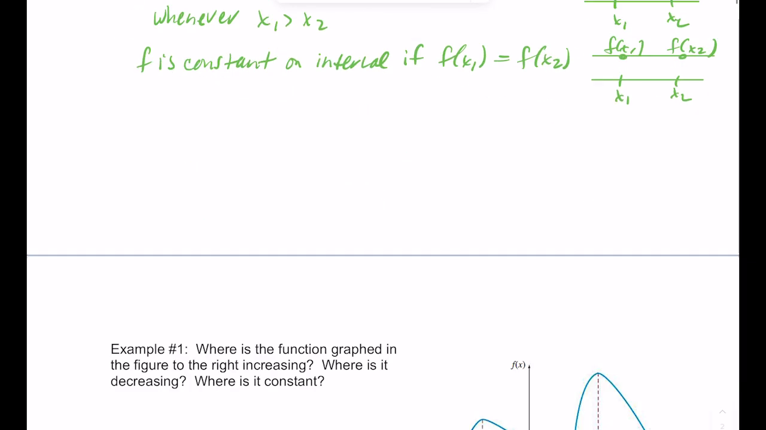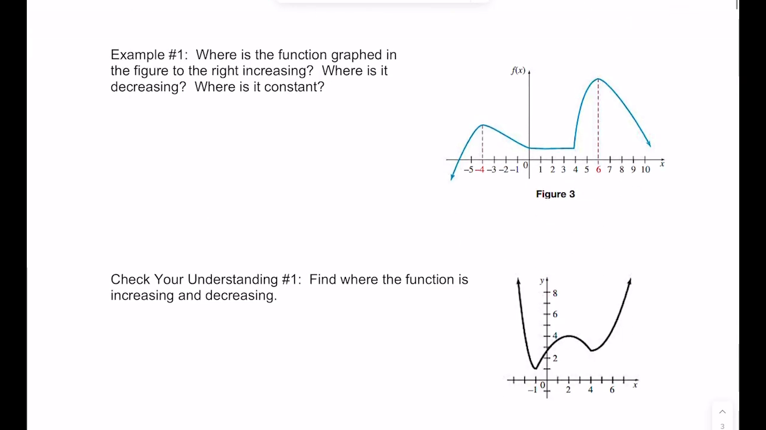Okay, let's look at an example. Here we need to find where the function in the figure to the right is increasing, where is it decreasing, and where is it constant. So let's talk about increasing first. If I look at the graph, I know a function is increasing when the graph is going upward from left to right, okay? And I also know that it's increasing when f of x1 is less than f of x2.